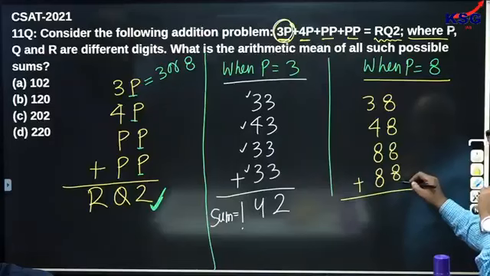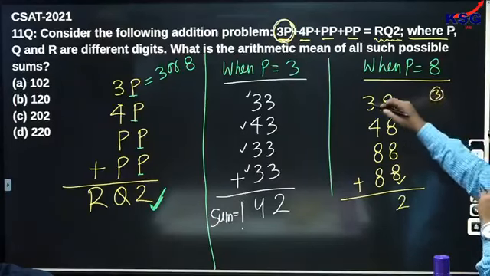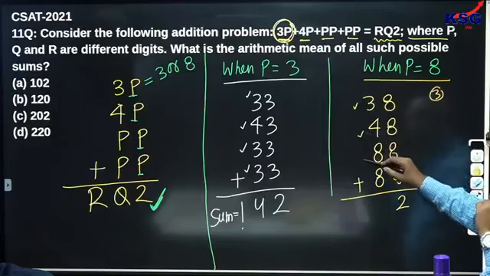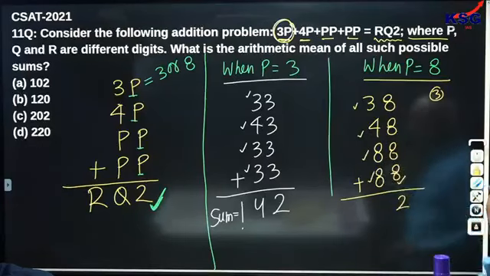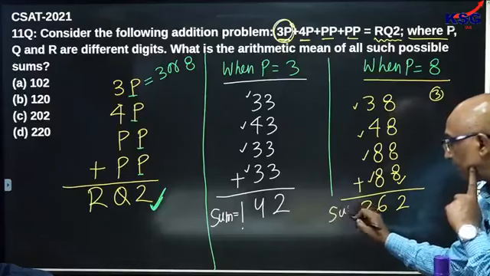See here, 8 added 4 times, 8 4s are 32, carry 3. Then 3 plus 3 is 6, 6 plus 4 is 10, 10 plus 8 is 18, 18 plus 8 is 26. So 262. So this is the other sum.